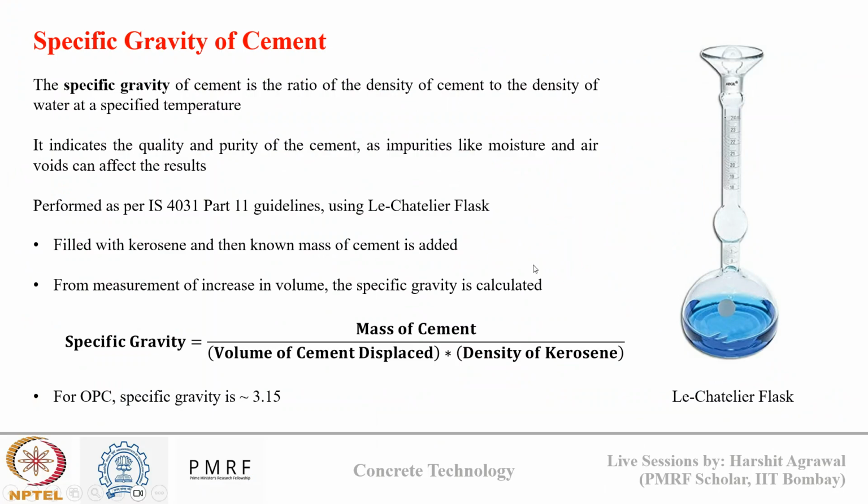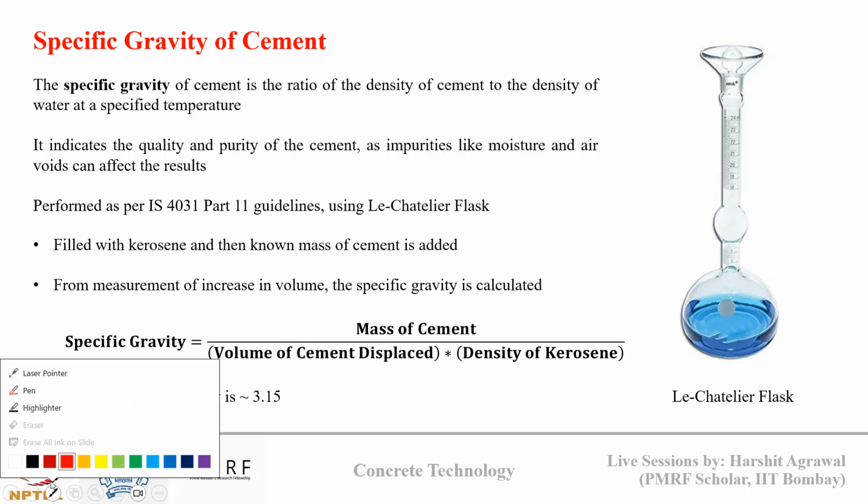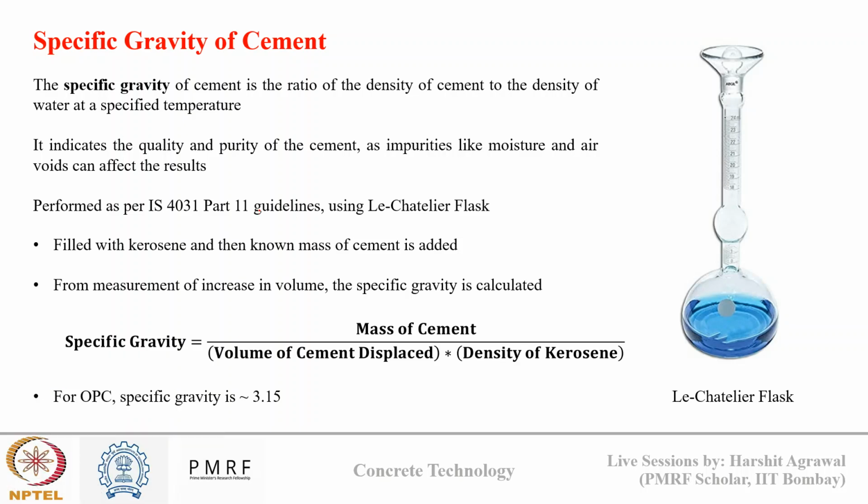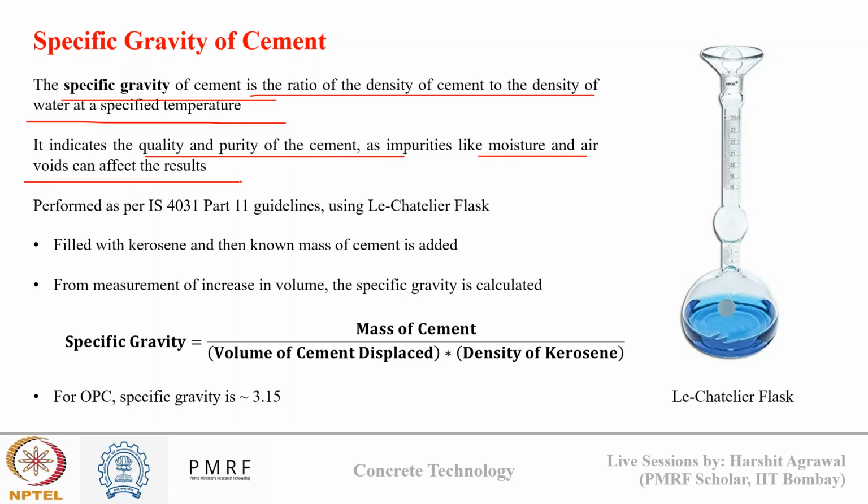Now, after consistency, the second test that we have is specific gravity. We know the specific gravity of cement is nothing but the ratio of the density of cement to the density of water at a specific temperature. And what does specific gravity indicate? It indicates the quality and purity of a cement, as impurities like moisture and air voids can affect the results of specific gravity.